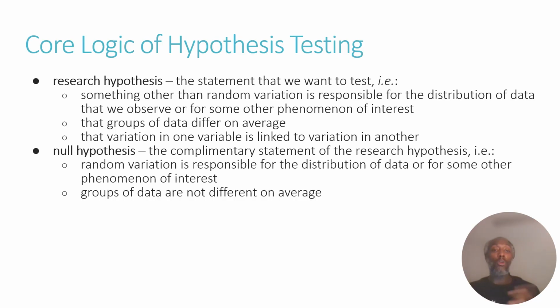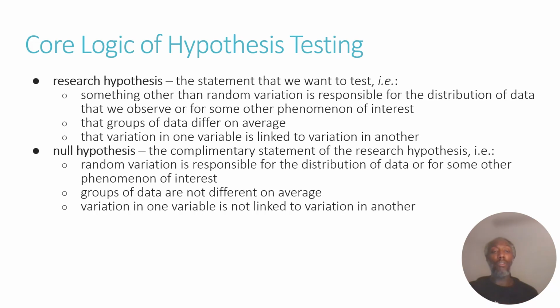If we're saying that groups differ on average as our research hypothesis, then the null hypothesis would be that groups don't differ on average. And similarly, if we're saying that the variation in one variable is linked to variation in another, the complementary statement would be that variation in one variable is not linked to variation in another. We'll talk more about this when we get to one- and two-tailed hypotheses.